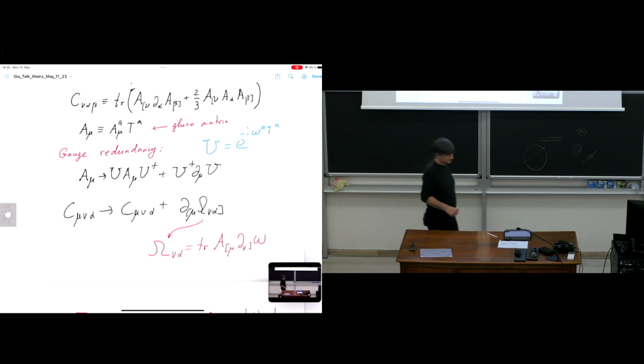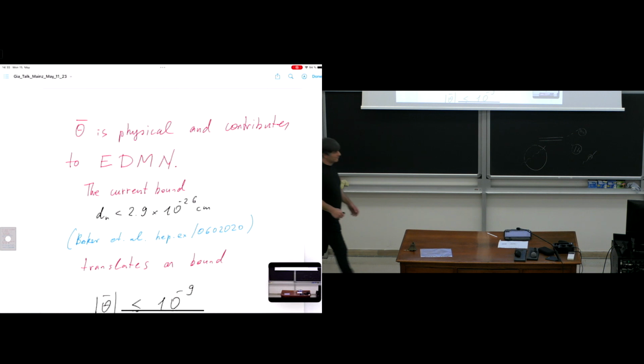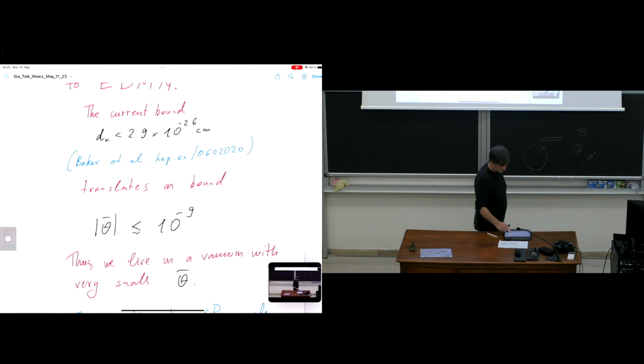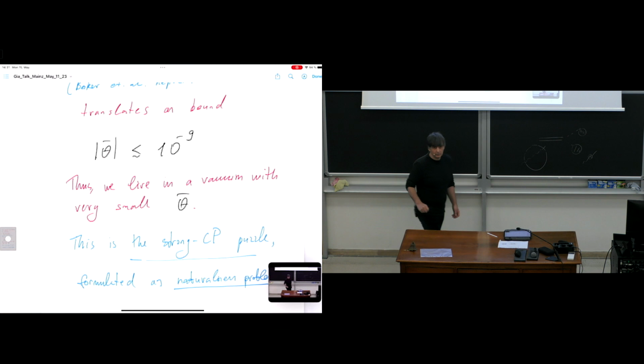Now, as we know very well, theta is physical. We'll come back to why it is physical. In particular, an observable that theta can tell us about is the electric dipole moment of the neutron, right? The experimental bound on the electric dipole moment of the neutron translates as a bound on theta bar. This means that theta bar is very small. We live in a vacuum with a very small theta bar, and this is the strong CP puzzle, formulated as a naturalness problem. So, the strong CP puzzle is a naturalness problem.